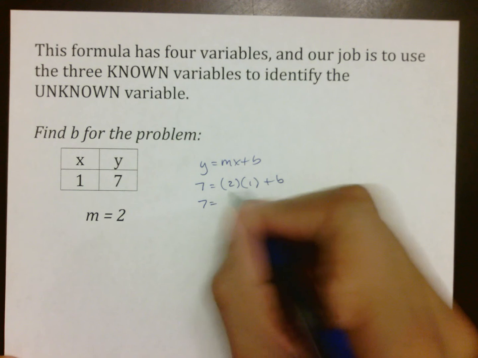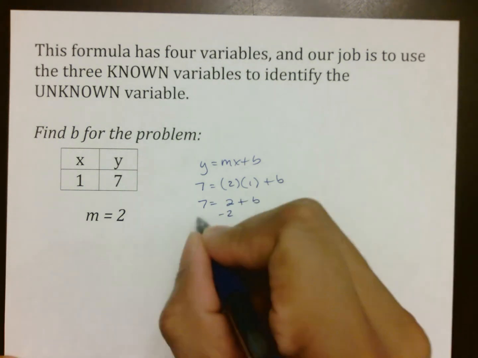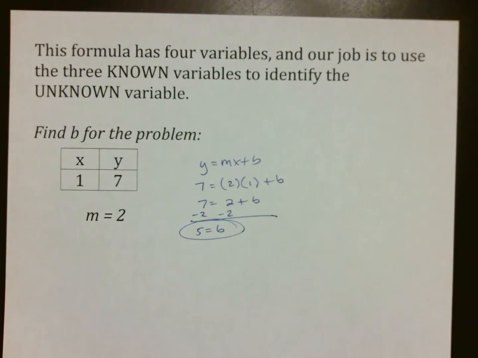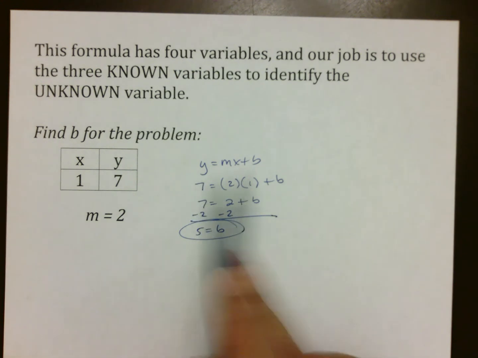Now you just use the algebra you learned. 7 equals 2 times 1 turns into 2 plus b. To get b by itself, we subtract 2. We end up with the value of b being 5. Alright? So again, it's easy enough to do. You just have to make sure you write that formula out. Plug in your parts, plug in your y, plug in your m, plug in your x, plug in your b, and then everything else will take care of itself.